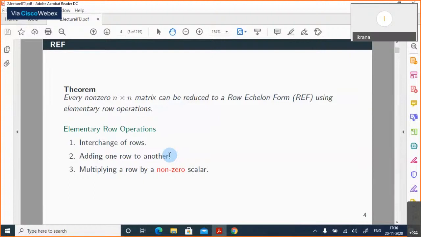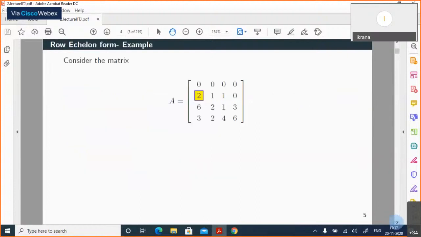And the third operation is multiplying a row by a non-zero scalar. So you are allowed to multiply by a non-zero scalar. Okay? So these are the row operations. They can be applied any number of times on the matrix. And basically, by applying this, we can reduce every matrix M cross N to a row echelon form.